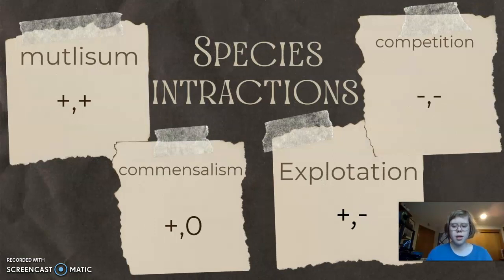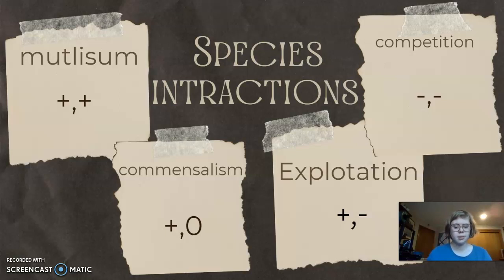And so within this, there are species interactions that happen. So now we're going to switch from talking about trees to talking about animals. So a mutualism is when it is positive for both. So for instance, a very simple example that I think a lot of you may know, is the bees that pollinate flowers. They're both benefiting.